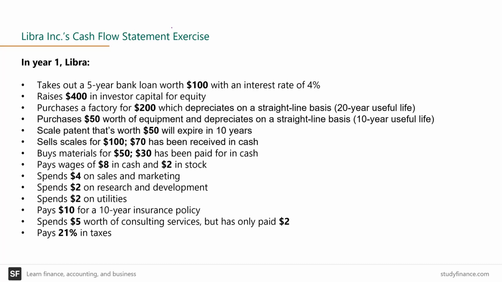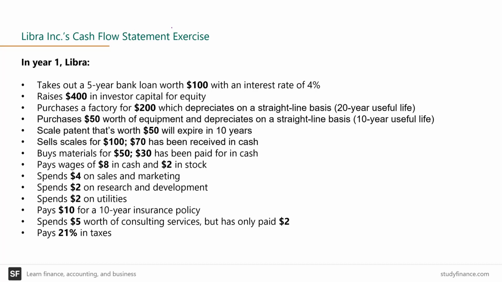We'll build on the same information used for our income statement and balance sheet lessons to derive Libra's cash flow statement. As always, feel free to tackle it on your own first or follow along as we walk through this exercise. So much of this has already been inputted on the income statement and balance sheet, but to review, in year one, we took out a 5-year bank loan worth $100 with an interest rate of 4%. We also raised $400 in investor capital for shares in the business, and with this financing, we purchased a factory for $200, which will depreciate on a straight line basis for 20 years.